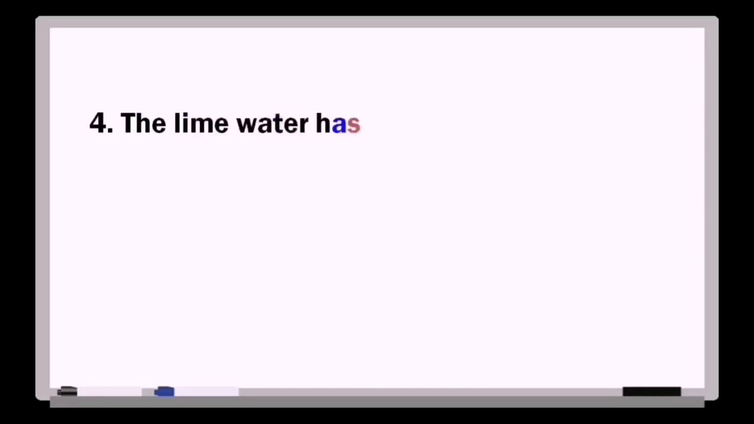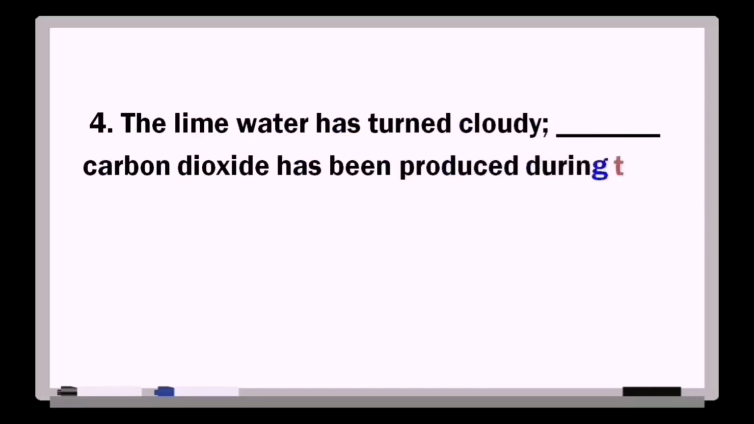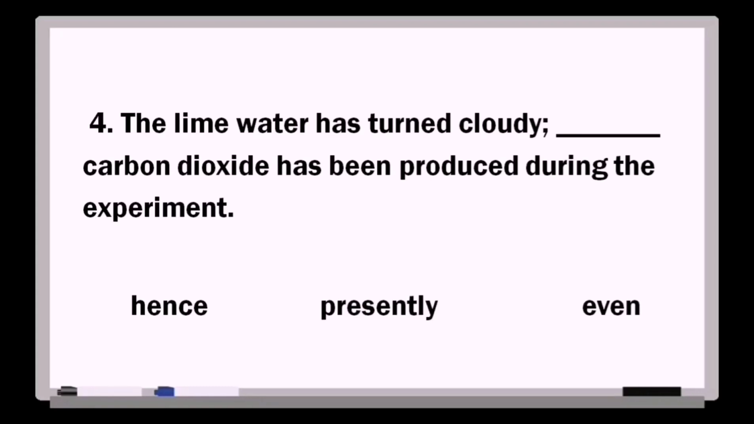Now let's have our fourth item. The lime water has turned cloudy. Blank, carbon dioxide has been produced during the experiment. What is your answer? That's correct. The answer is hence. We use hence to indicate the result of the first sentence.